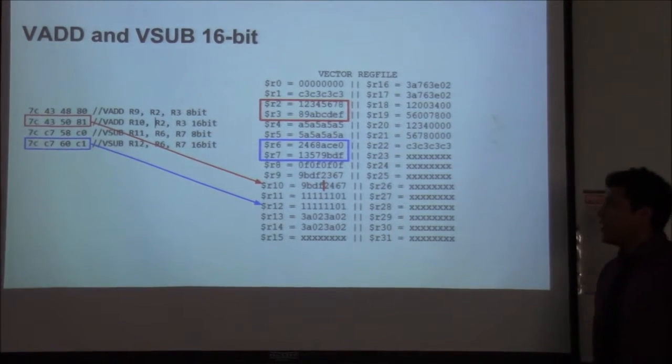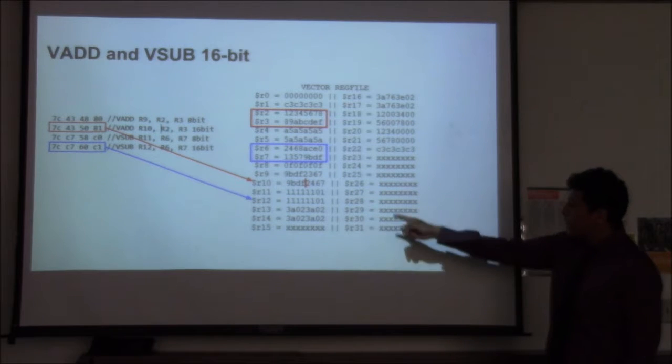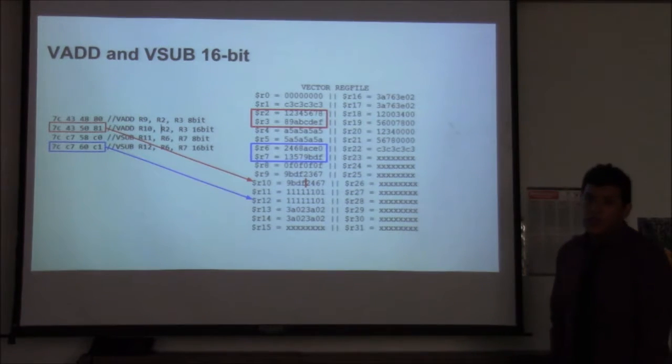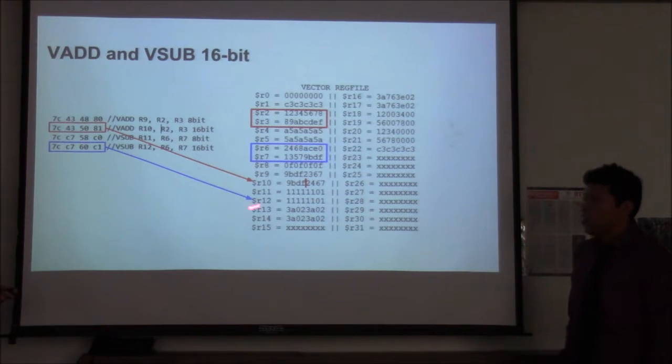We're again adding registers 2 and 3, but this time we're storing it into register 10. And again, there's supposed to be a carryover, but it does not go over because it's 16 bits. And also the same, we're subtracting registers 6 and 7, storing into R12.